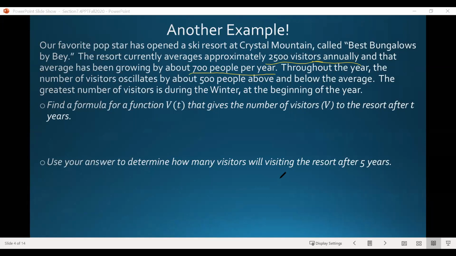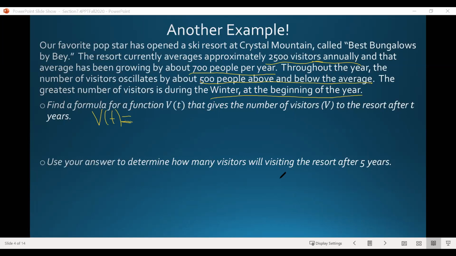And throughout the year, the number of visitors oscillates by about 500 people above and below the average. And the greatest number of visitors is during the winter at the beginning of the year. We need to find a formula for a function V of t that gives the number of visitors V to the resort after t years. We know this will be one of those forms from the previous slide. We have to think about which one. We also need to think about whether this is sine or cosine.